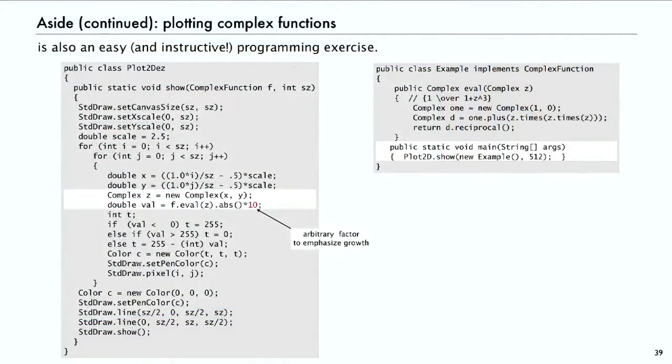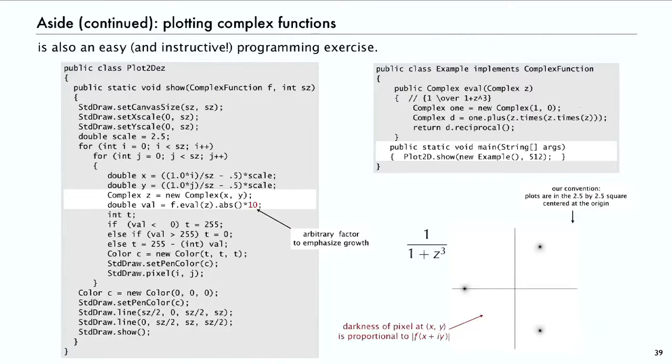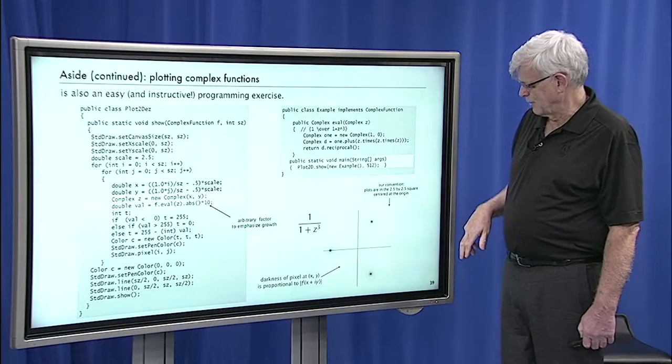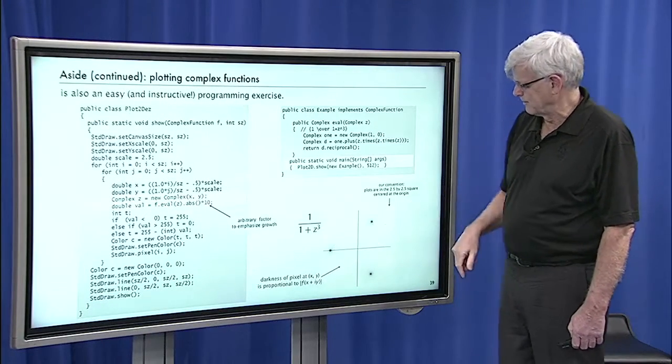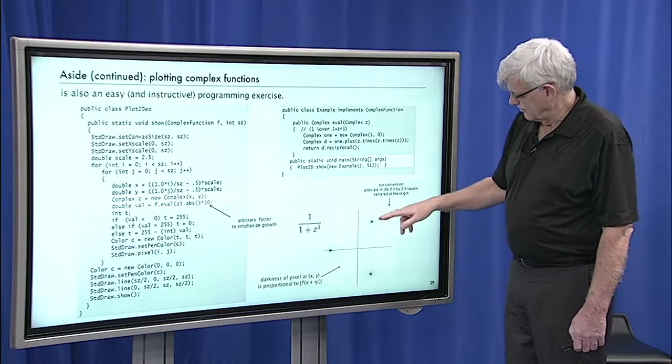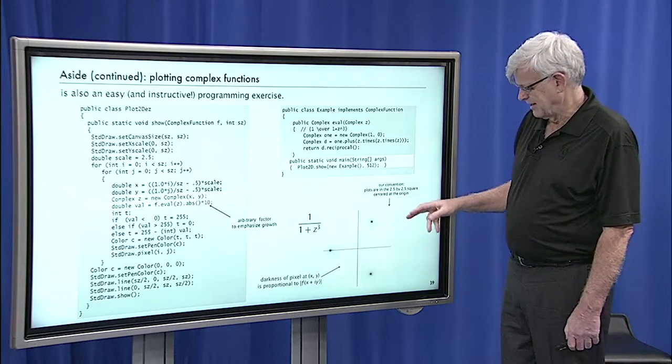So this is the example where we implement 1 over 1 plus z cubed. And all we have to do is call a new version of that function, 1 over 1 plus z cubed, and we get a plot like this. Now our convention is we'll always draw a 2.5 by 2.5 square. So that's minus 1 over there. And this is square root of 3 over 2, and so forth.